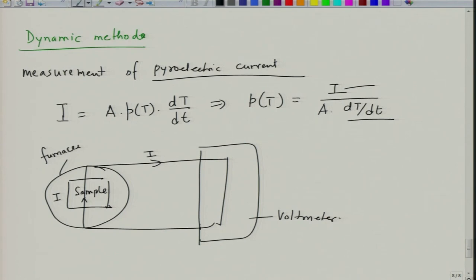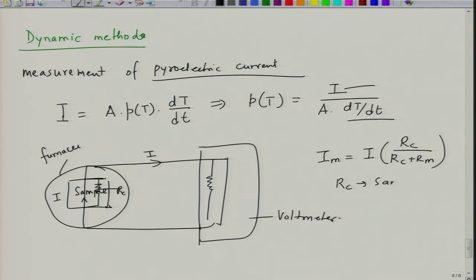If you have a circuit like this, let's say the resistance of the sample is RC, and the resistance of the measuring circuit is RM. Then we can say IM will be equal to I into RC divided by RC plus RM, where RC is the sample leakage resistance basically, and RM is the device resistance, right?